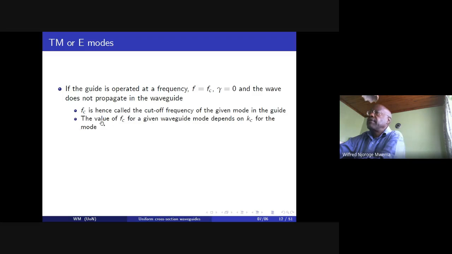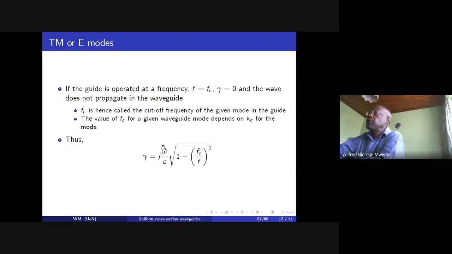So Fc is therefore called the cutoff frequency of the given mode in the waveguide. And the value of Fc for a given waveguide mode will depend on Kc for that particular mode. So thus, gamma can be written as j omega by c root 1 minus Fc divided by f all squared. So this is the frequency factor we saw before when we were dealing with the classification of the propagation modes of waves.